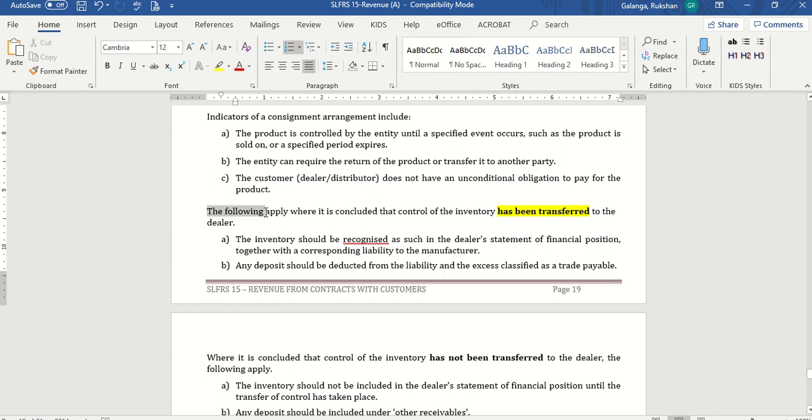Here it says the following apply where it concludes that the control of inventory has been transferred to the dealer. When the control has transferred to the dealer, this has to be done. Inventory should be recognized in the dealer's statement of financial position, together with the corresponding liability to the manufacturer. Because in this case control has transferred from seller to the dealer, right? In that case, if the control has passed to the dealer, he should recognize this in the inventory of the dealer's books of accounts and the corresponding liability.